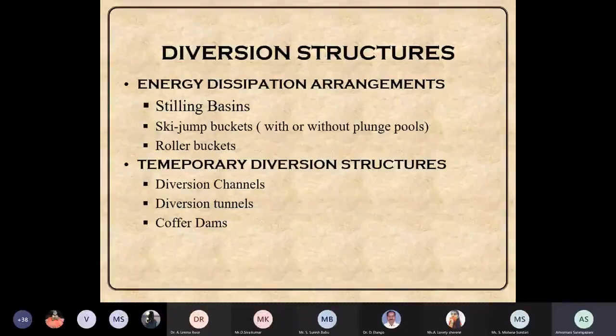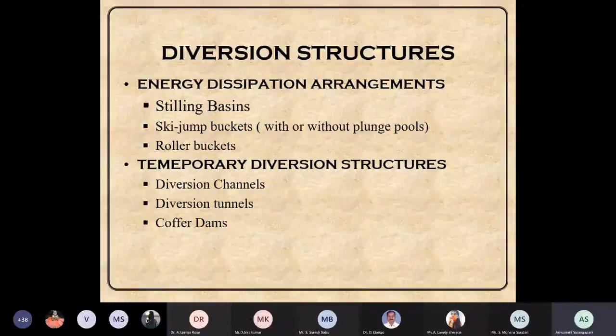Or a step jump bucket is nothing but a bucket we put so that it will raise the water to some height, and from there it will come down again, so that we reduce some pressure. And a roller bucket is nothing but, while the water is flowing down the slope, we put some stopper to stop the force. So this kind of energy dissipator is there. And this one is the temporary diversion structure.